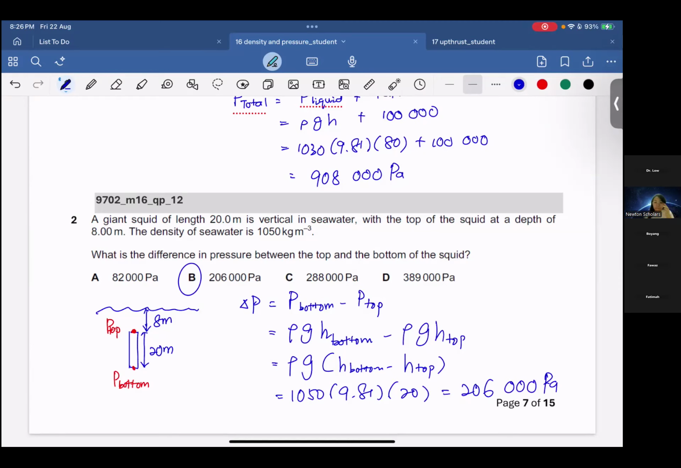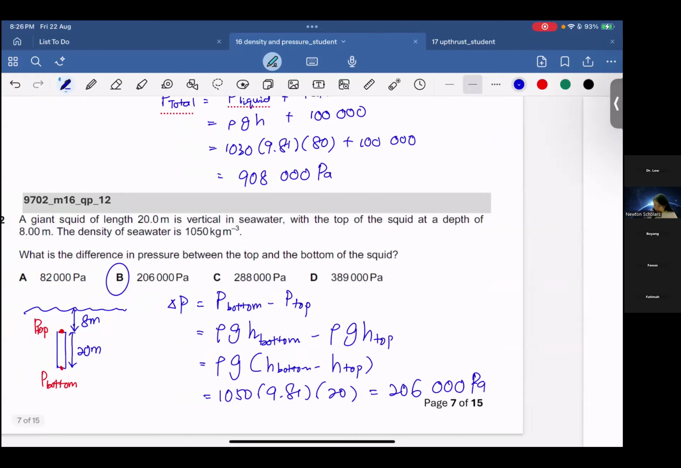Page number 8. Okay, page number 8 is actually not difficult. It just wants to tell you that it links to the formula for the pressure in solid and pressure in liquid. Question number 2 is settled. So I go to the next page.